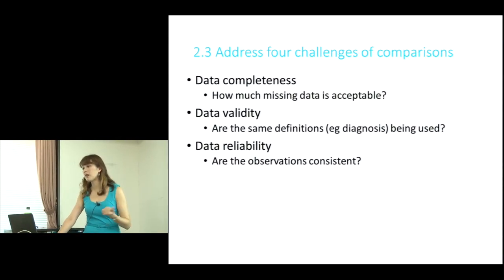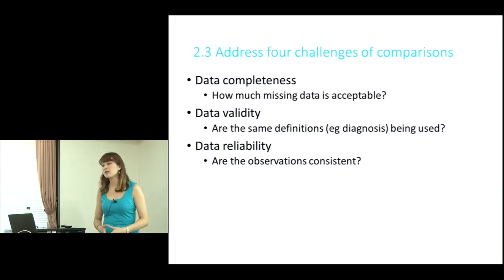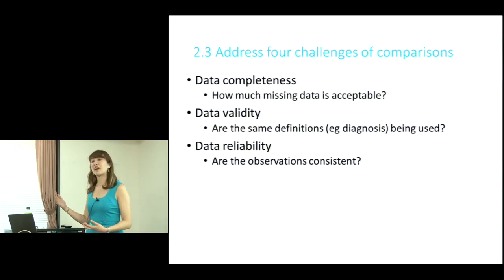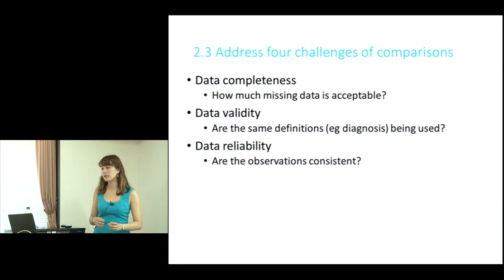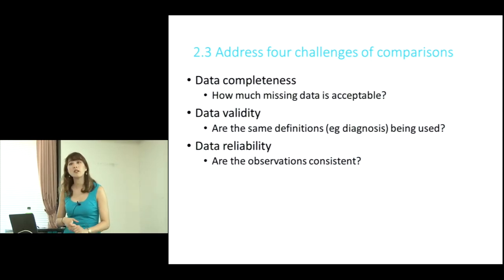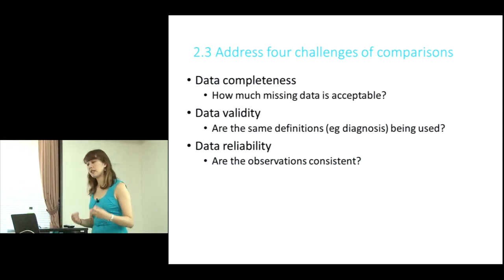Data completeness. How much missing data is there? Who is missing? What's missing? Why is it missing, essentially? So we always have to remember the framework I gave you when we look at data, think of the reasons why: statistical factors, demand factors, and supply factors as well. So look at the data completeness. Do we think it's a complete picture? Secondly, data validity. Are we using the same definitions, diagnosis? Are we comparing apples and pears, or are we comparing the same thing?